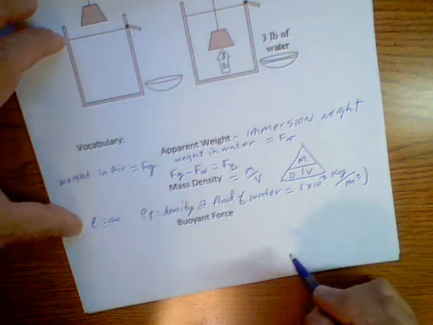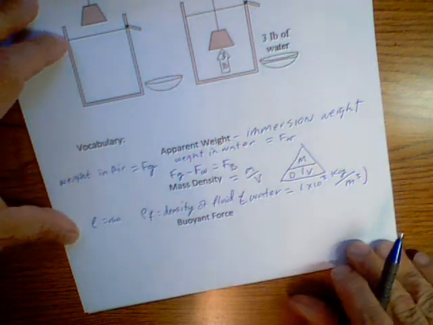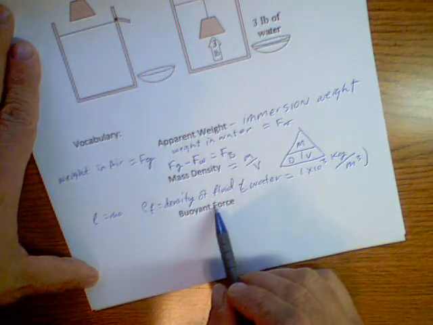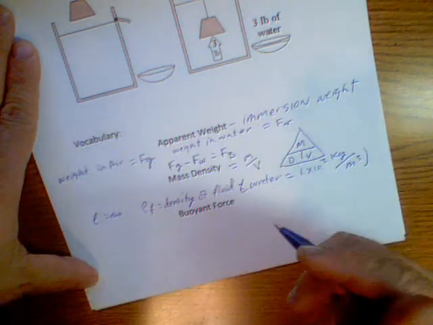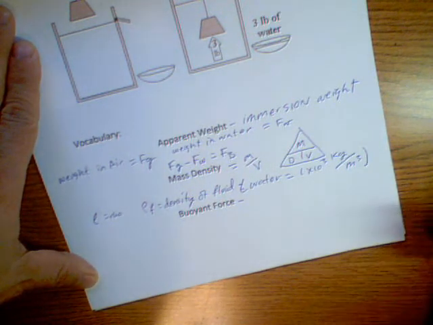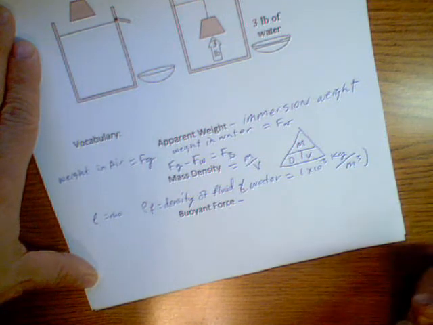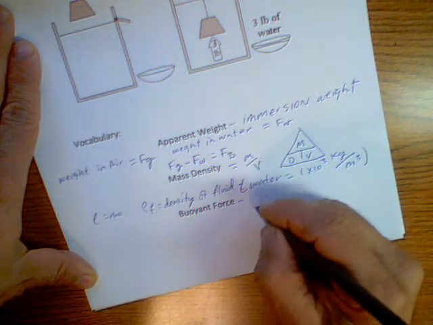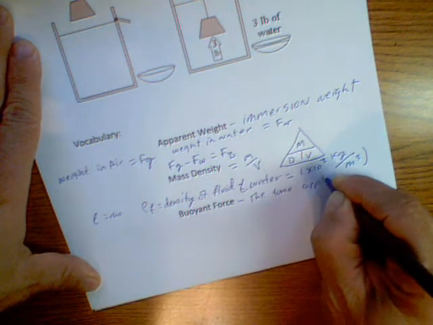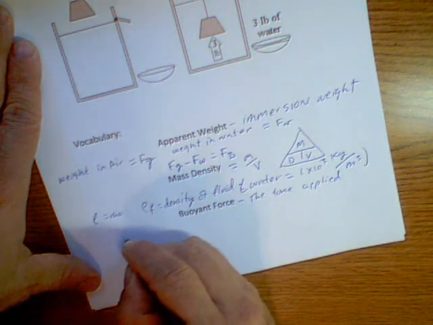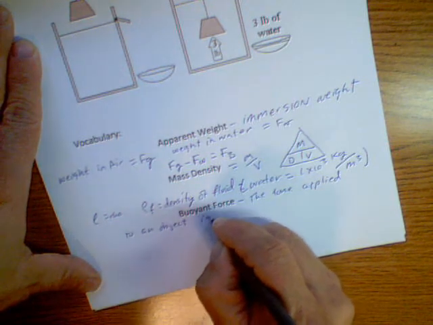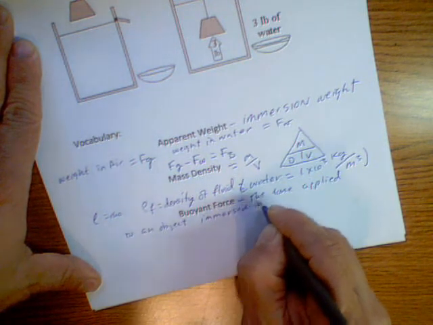You might also see rho sub O, and that would be the density of an object that's floating around or submerged. All right. So buoyant force: you should be able to define buoyant force. It's opposite of gravity. It's an upward force, and it's the force applied to an object immersed in a fluid.